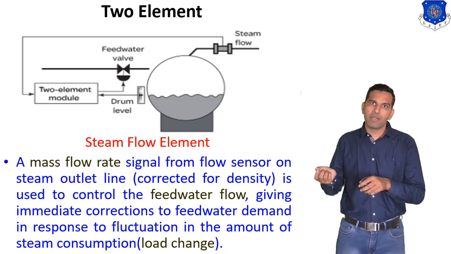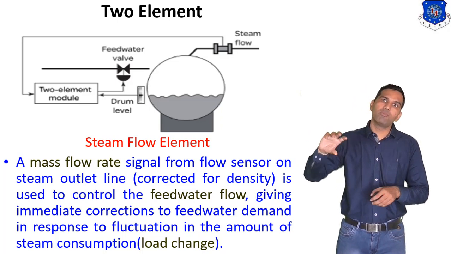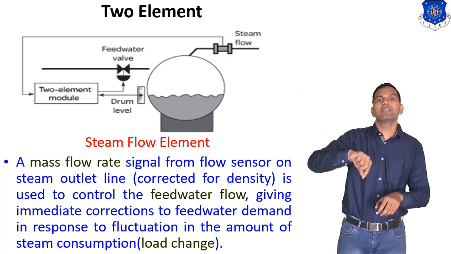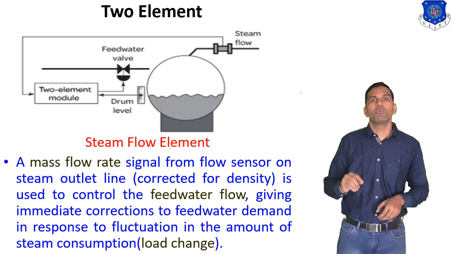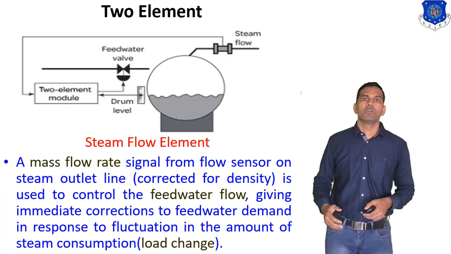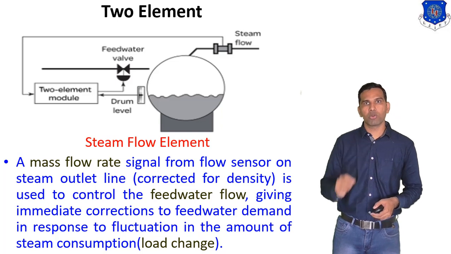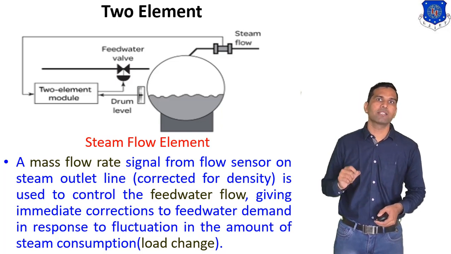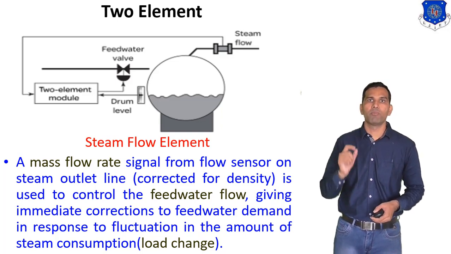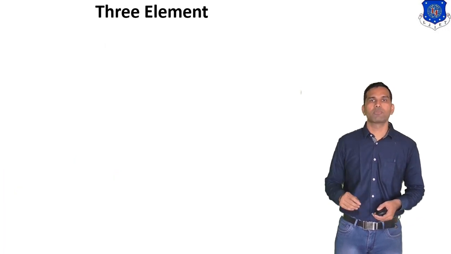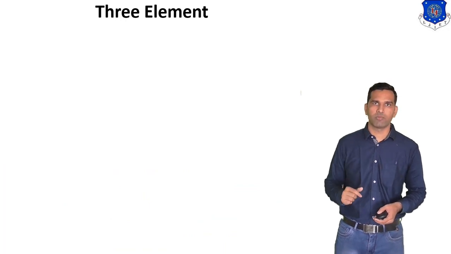Now we understand from the steam outlet flow, if there is a change in steam outlet flow, then we suddenly increase the feed water level. So we get better control. So this is the two element control system, and here we can control the swelling and sinking effect of the boiler. Now we discuss the last type of controlling system, the three element system.